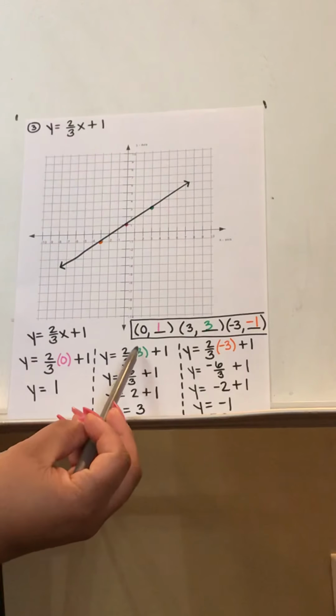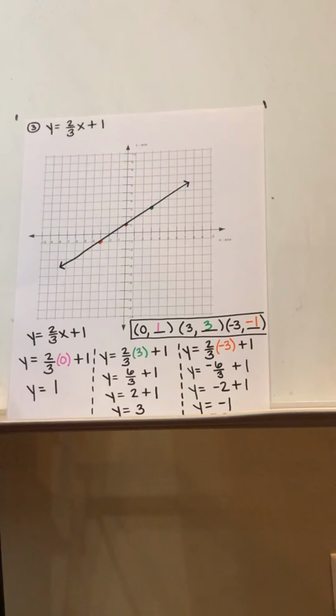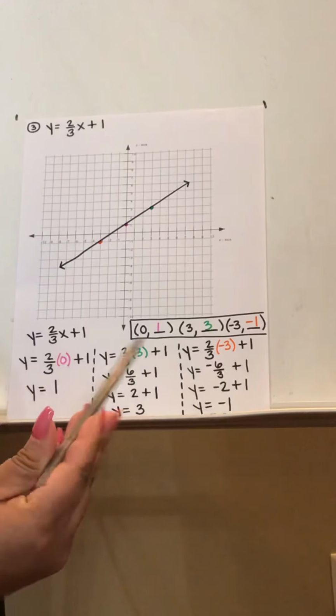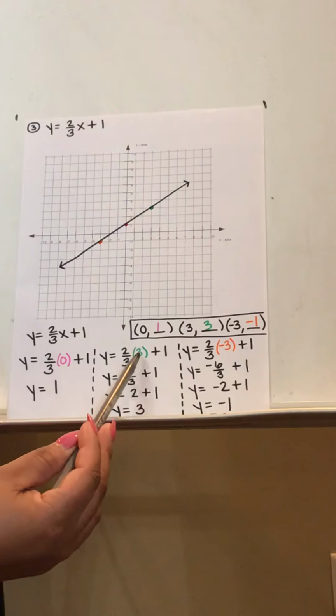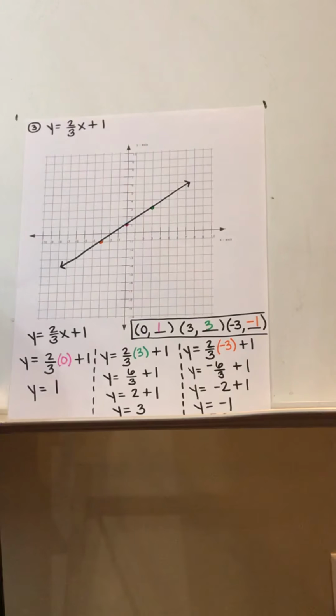Now you could have said that the 3's canceled and you'd be left with the 2 plus 1. But if you don't see that, you multiply the top times the big number. 3 times 2 is 6 over the denominator of 3. Then you get that to be a 2, plus 1 is 3.